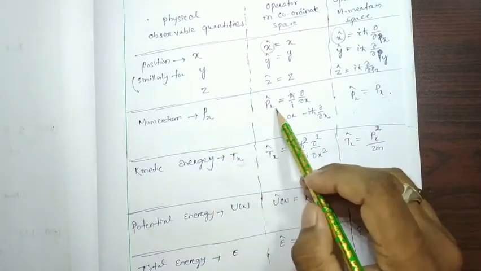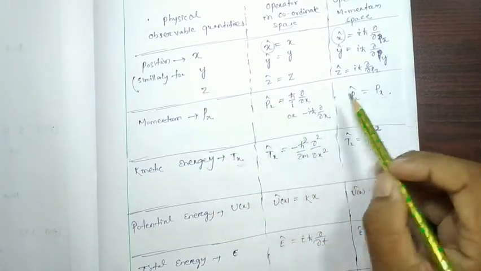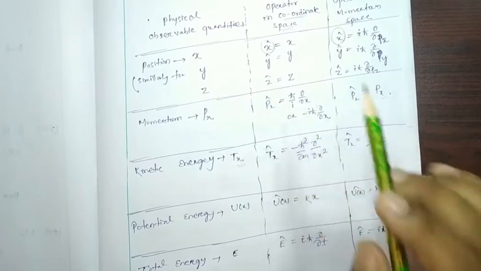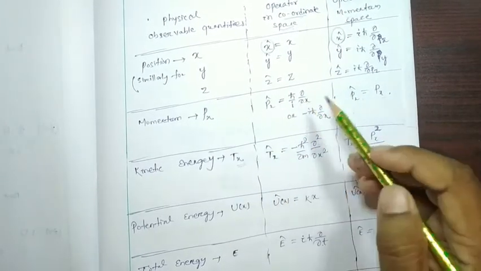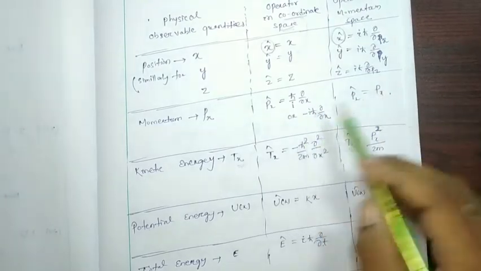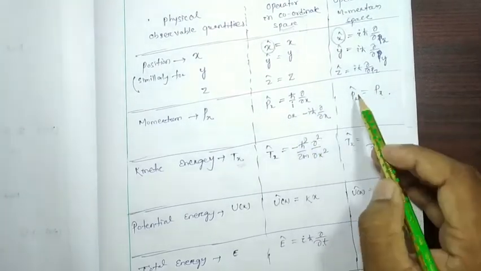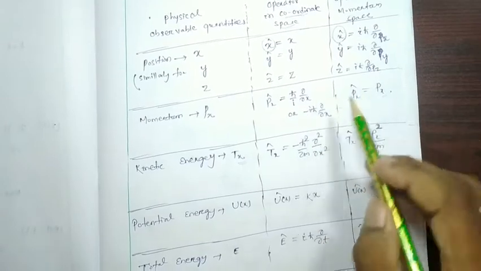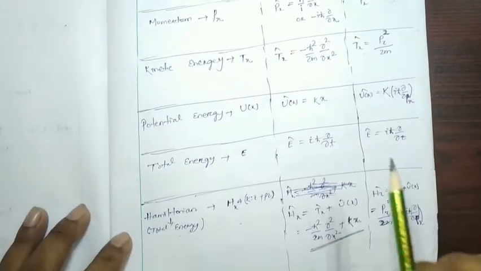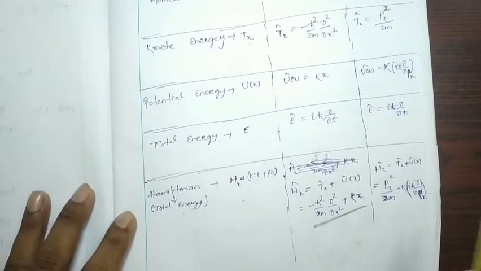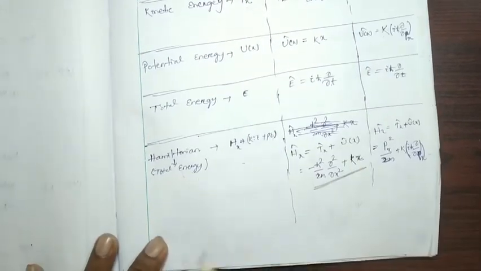Likewise, I have written here for momentum. The momentum operator is represented by px cap, and the corresponding forms in coordinate space and momentum space are written over here. So you can pause the video and write these things down.